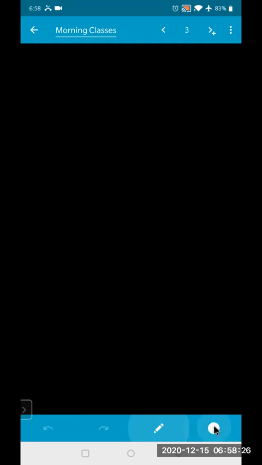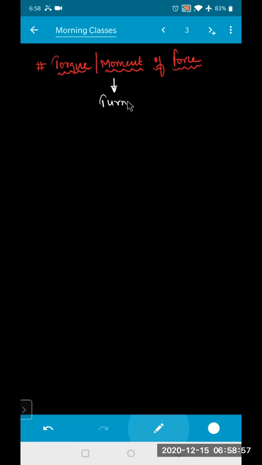Let us come to a topic, torque. We'll talk about torque or moment of force. Very important topic. This is also called the turning effect. You open and close taps, beta. That is based upon this torque only. Turning effect of force.